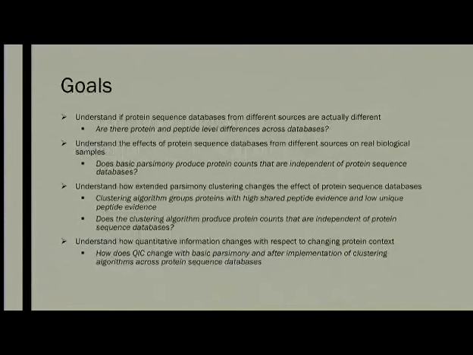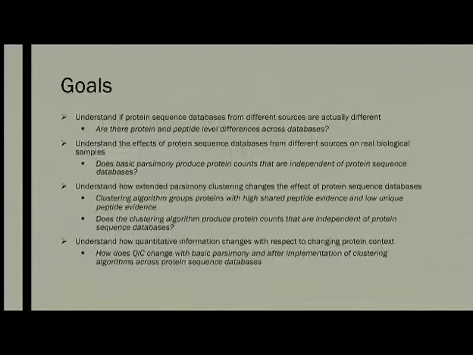The first goal is to understand if the protein sequence databases from different sources are actually different. So what I'm looking at are protein and peptide level differences across databases. At the same time, I want to compare and contrast these differences between higher eukaryotic organisms and lower eukaryotic organisms. For higher eukaryotes, I chose human and mice, and for lower eukaryotes, yeast, to understand the effects of genomic complexity in these organisms.